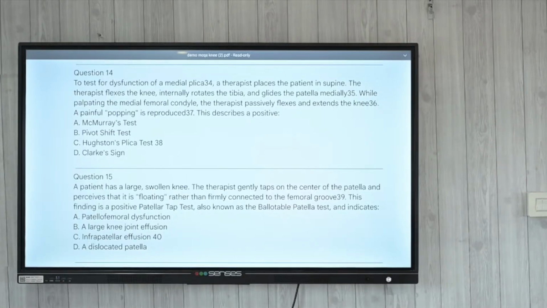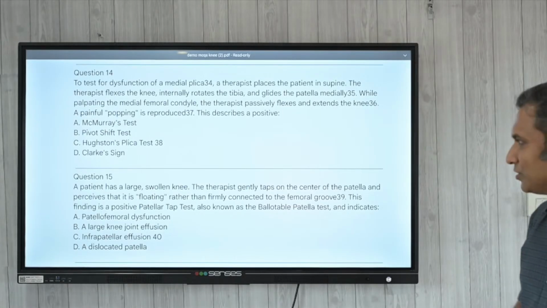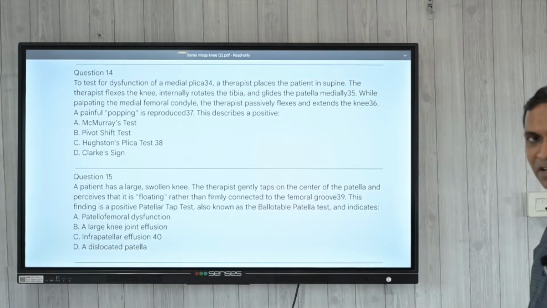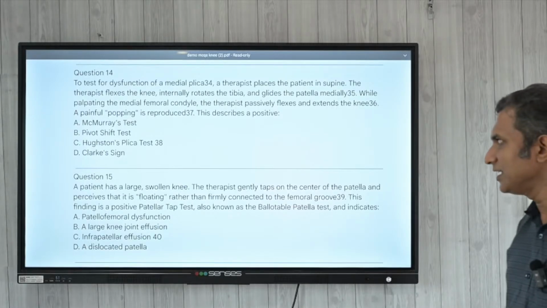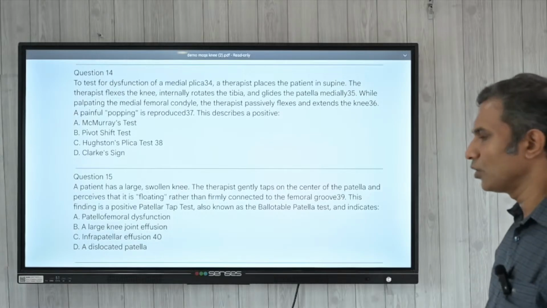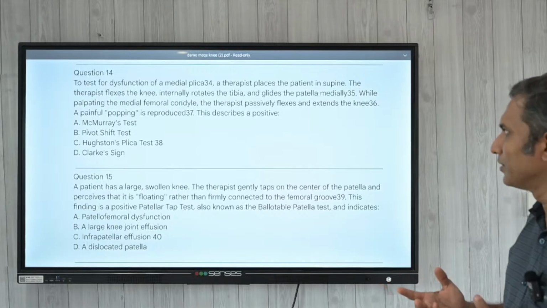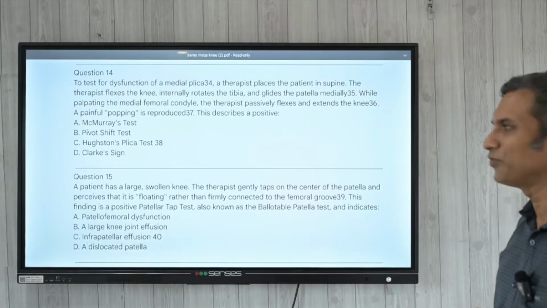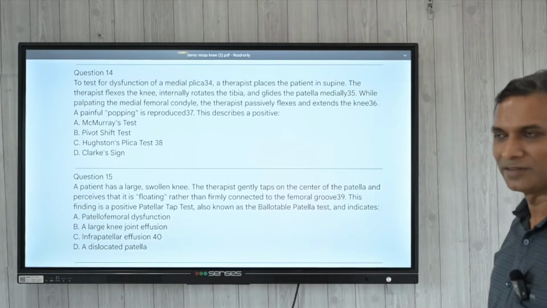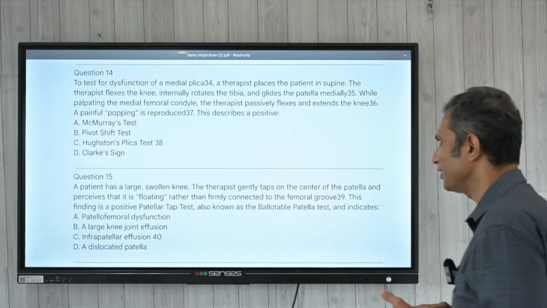Option A, McMurray's test. Option B, pivot shift test. Option C, Hughston's plica test. Option D, Clarke's sign. See, already there is a hint given that we are going to check for medial plica dysfunction. So the answer is very evident from the options.